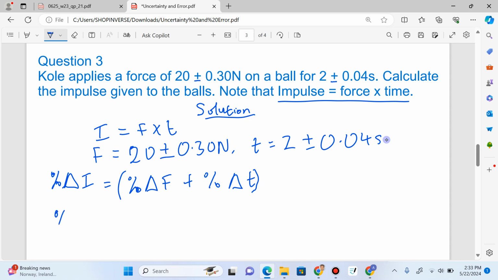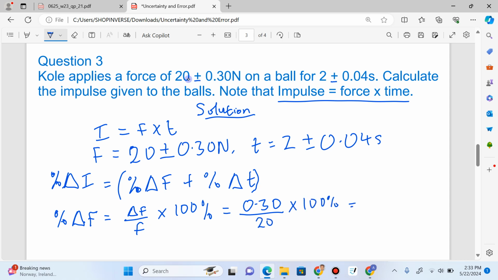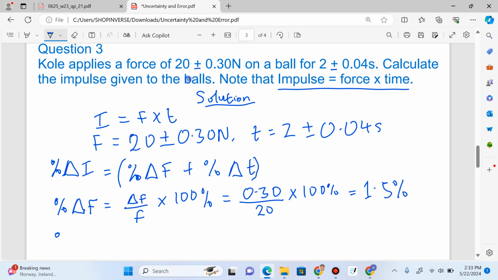Let's go. Percentage uncertainty in force equals what? How do you get percentage uncertainty? I will divide the uncertainty in force by the absolute value of the force, and then I multiply this by 100%. What's the uncertainty in the force? The uncertainty in the force is 0.3. Divide by the absolute value of the force, which is 20, and then multiply this by 100%. If I use my calculator to evaluate this, I will get 1.5%.